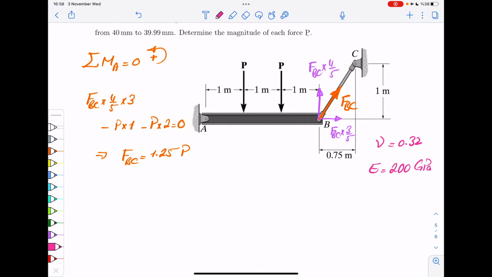Now, in that member BC, therefore, stress would be FBC divided by area. FBC is 1.25 P. Area would be pi over 4. Diameter was 40 millimeters, so 0.04 squared. Okay, pi over 4 d squared. So that is stress in member BC. Does that make sense?